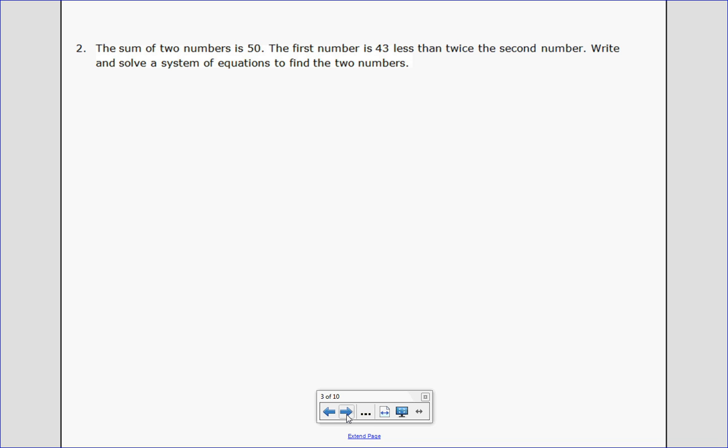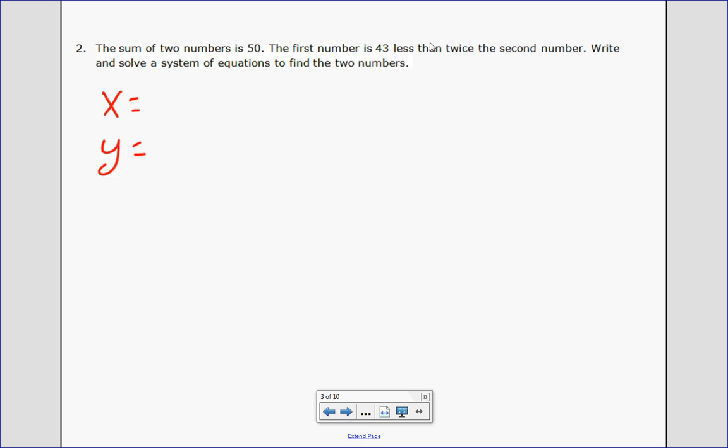Number 2 says the sum of two numbers is 50. The first number is 43 less than twice the second number. Write the system of equations to find the two numbers. This one always messes people up, trying to figure out what you write, what do you make X and Y. Honestly, it doesn't matter which one you choose for each letter. Just make sure that you know which one you're choosing.